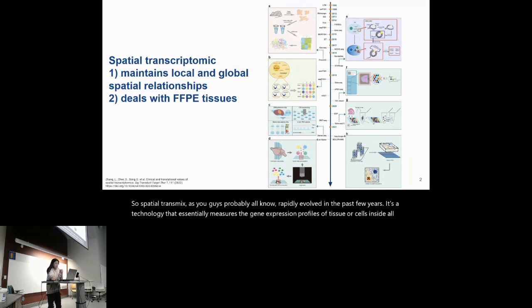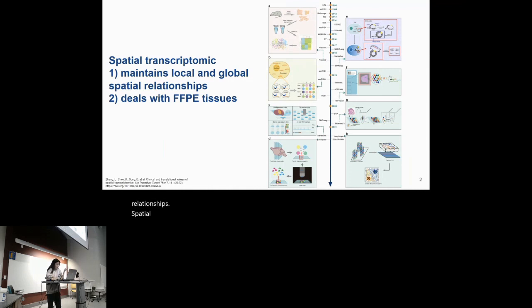These approaches have overcome the limitations of single-cell RNA sequencing by negating the need for dissociation and maintaining both local and global spatial relationships. Spatial transcriptomics addresses another limitation of single-cell RNA sequencing, which is to work with formalin-fixed, paraffin-embedded tissues, known as FFPE tissues. FFPE is the standard format for many clinical sample preservation, as well as for pathology, due to its ability to maintain tissue morphology and sample stability for decades.